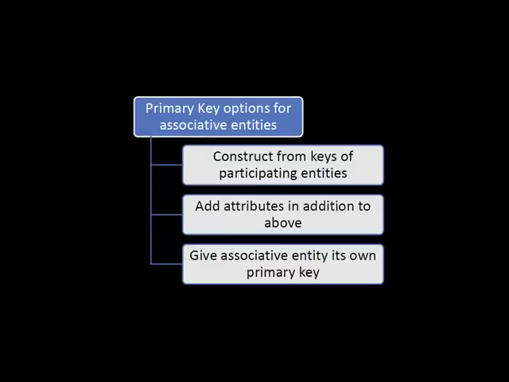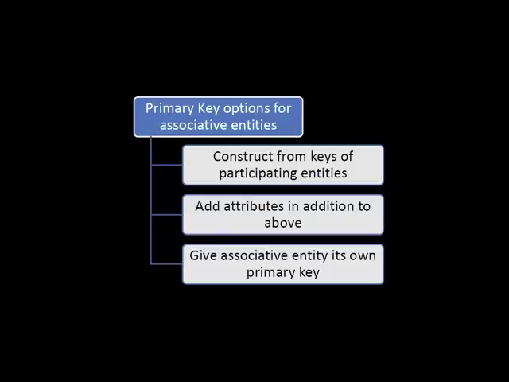Okay. So these are the basic options for creating primary keys. One is to construct it from the keys of participating entities, like we saw in the stock example, or add additional attributes in addition to that. And this example we saw where? In the loan library example, right? We said date borrowed. We said, I'm going to take the book ID, I'm going to take the borrower ID, but I'm also going to put the date borrowed. So we saw that, and give the associative entity its own primary key. That's what we saw in the last example.